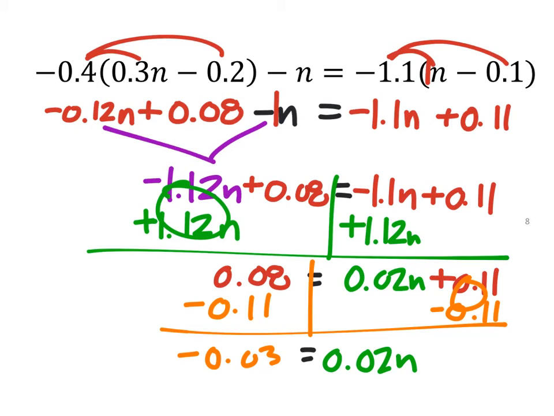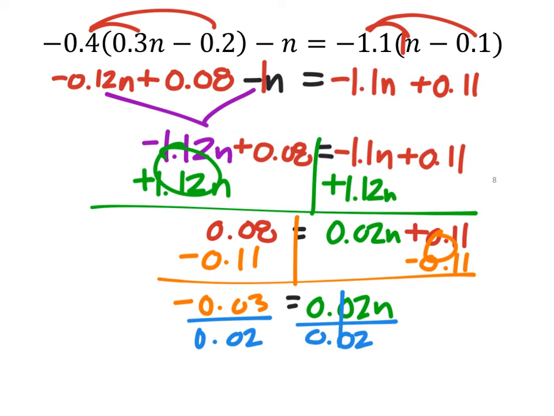Last thing we need to do on this is to make that 1n instead of 0.02n. So I'm going to divide both sides by 0.02. Anything divided by itself is 1. That's good. So that's divided by 0.02. Let's see what that is. So it was negative 0.03 divided by, that's positive 0.02 equals negative 1.5. I need a little bit extra space on this. See if I can get that to work. There we go. So now n, or 1n, equals negative 1.5.